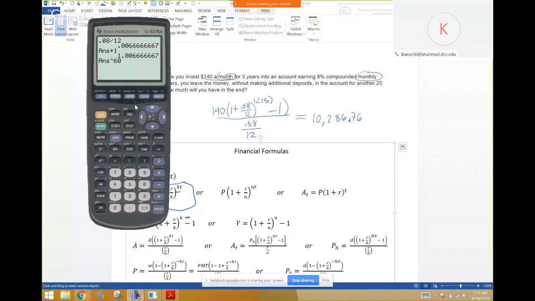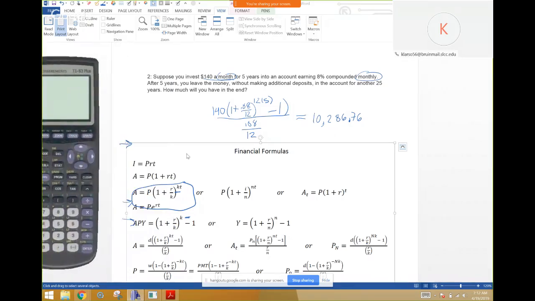So 0.08 divided by 12 plus 1, hit enter, raise to 60. Now I'm going to minus 1. I'm going to times by 140, and divide by parentheses here, 0.08 over 12. And there it is. Okay, so that's after 5 years.